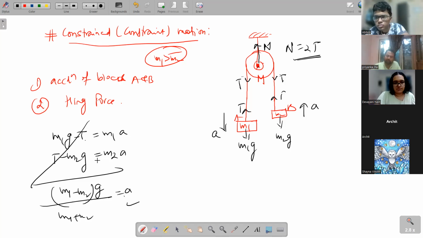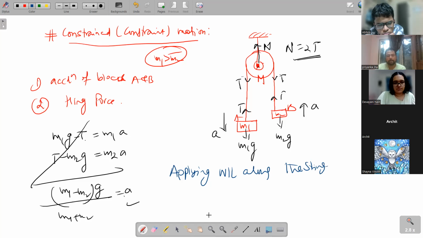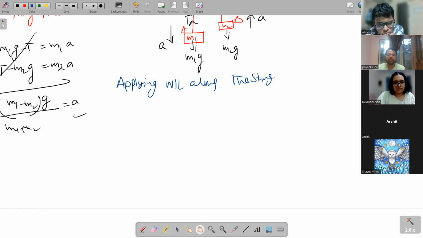Now I wanted to tell you one thing. Even if you don't want to apply Newton's law of motion like this, you can also apply Newton's law of motion along the string. In that way, you can get this result in one single step. How? See, applying Newton's law of motion along the string. How? See, this is the pulley. This is fixed somewhere.